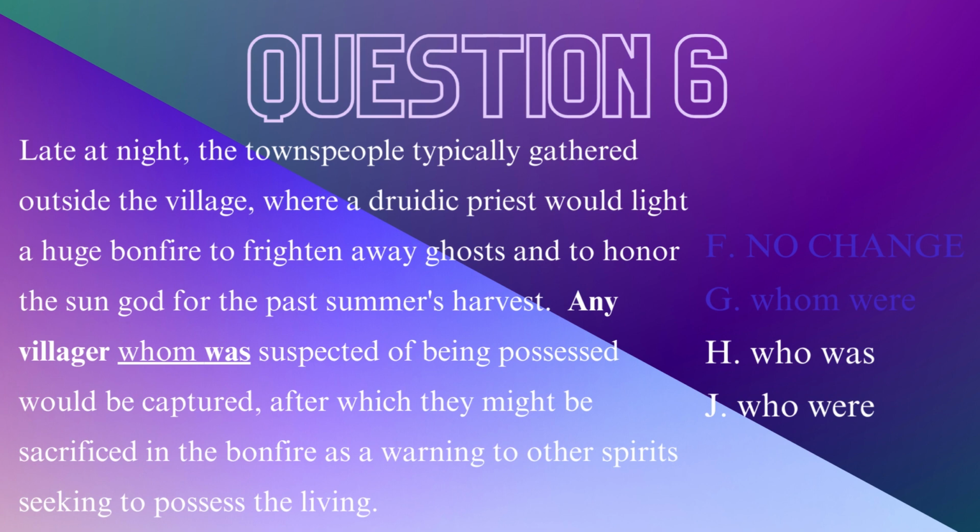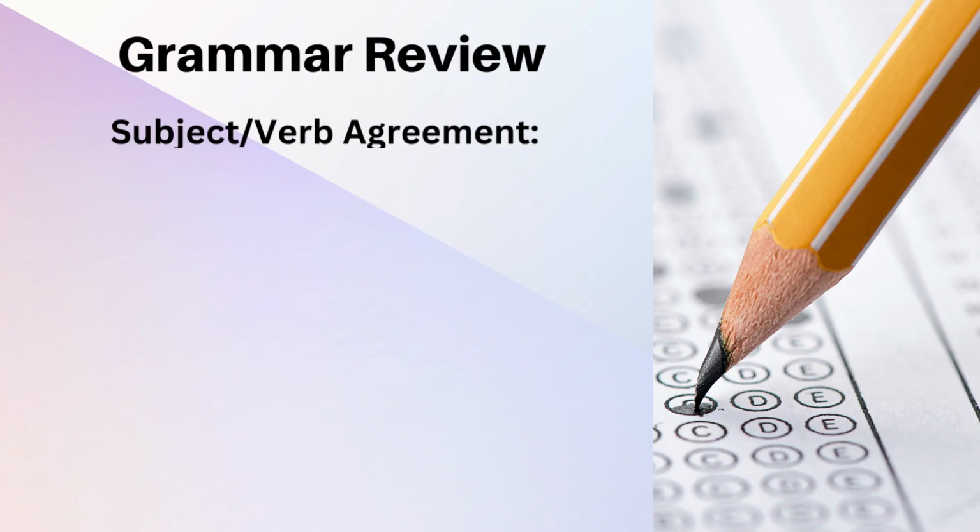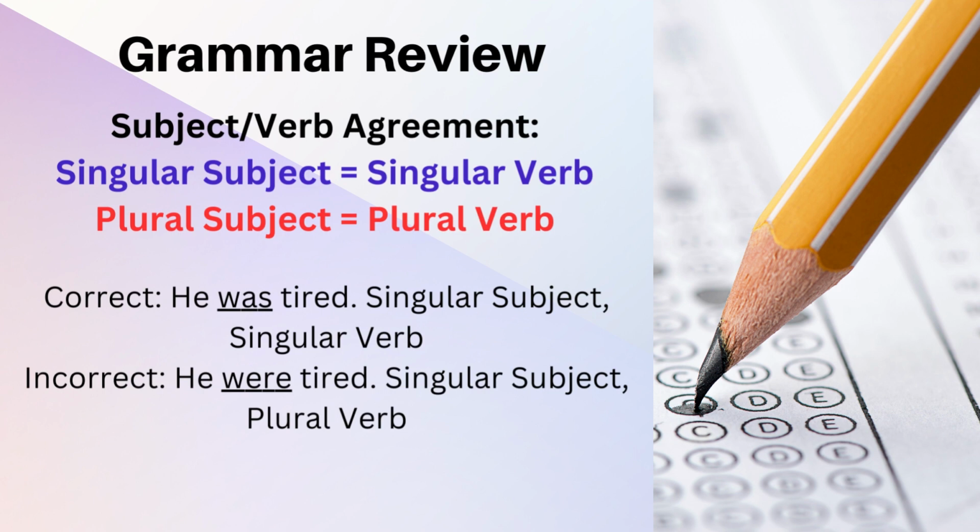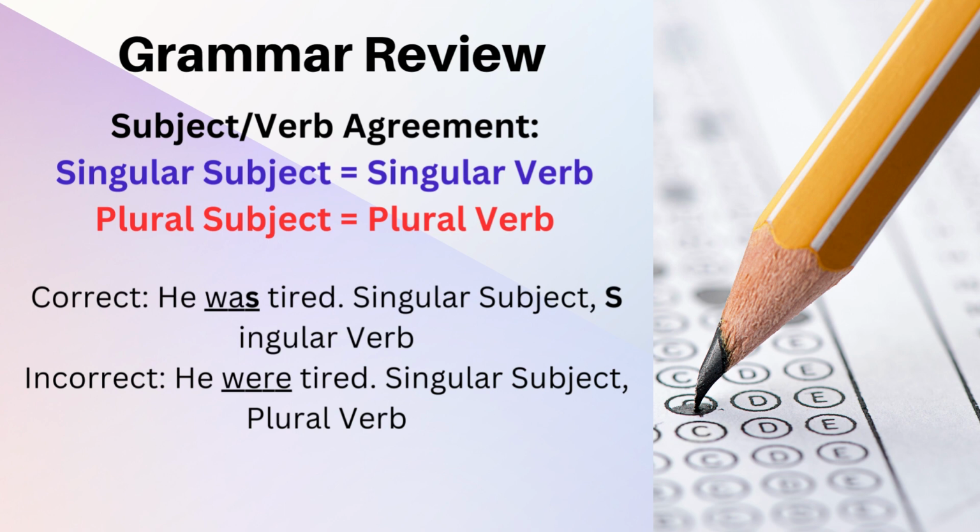Okay, so that goes along with which of those verbs is singular and which one is plural. This goes back to another rule, subject-verb agreement. If we have a singular subject, we need to use a singular verb. If we have a plural subject, we need to use a plural verb. So they need to match. You would want your socks to match or your shoes to match. So if I said he was tired, he is one person. That is a singular subject. So I use the singular form of the verb, was.